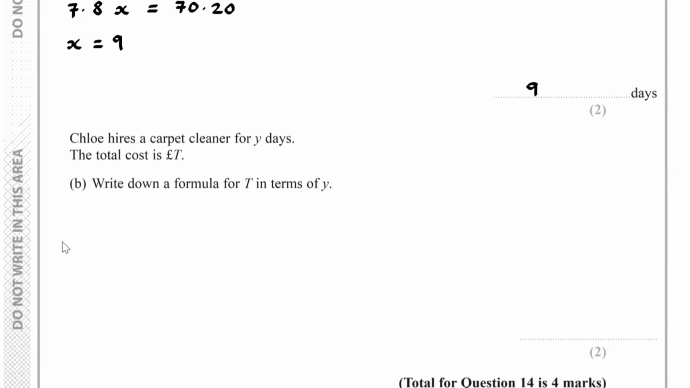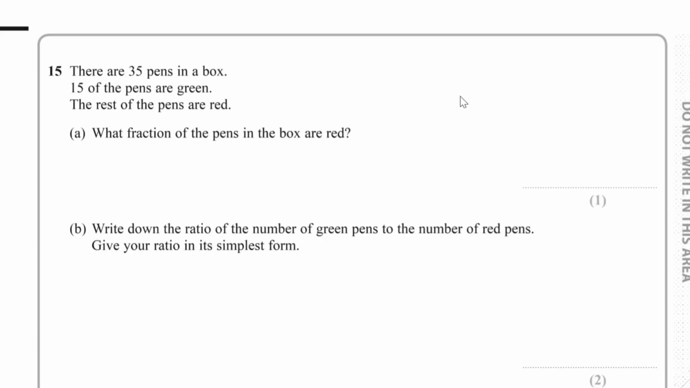Then Chloe hires a carpet cleaner for y days. The total cost is £t. We have to write down a formula for t in terms of y. Well, t, the total cost, will equal 7.8. So remember, we multiply the number of days by 7.8, and the number of days here is y, and then we add 12. So t equals 7.8y plus 12.